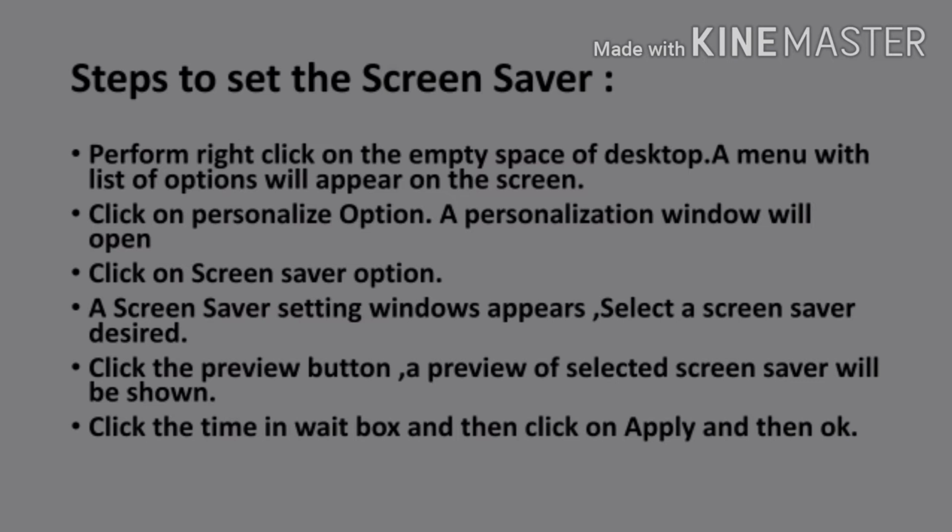Now what you have to do is, down there will be a wait box. In that wait box, you set how much time you want before your screensaver appears on the desktop. Suppose you have selected 5 minutes, so you have to click on 5 minutes. Then at the extreme right side down, there will be a button known as apply. You have to first click on apply. Then beside apply, there will be another button with OK written on it. You have to click on OK, and as you do that, your screensaver will be set.